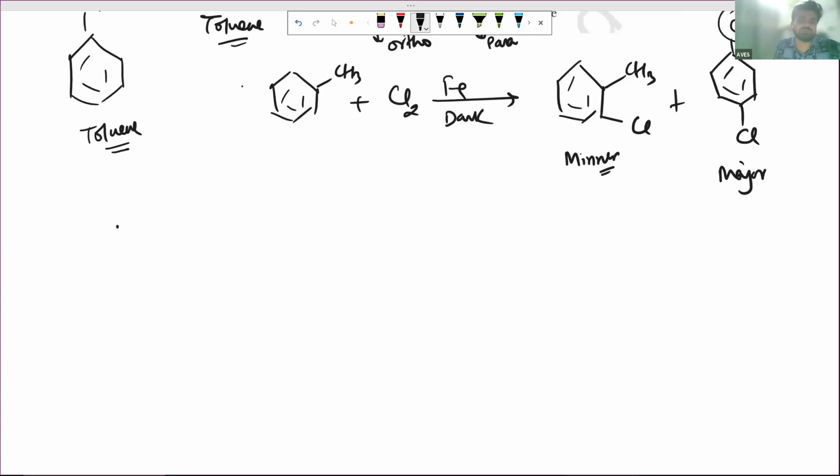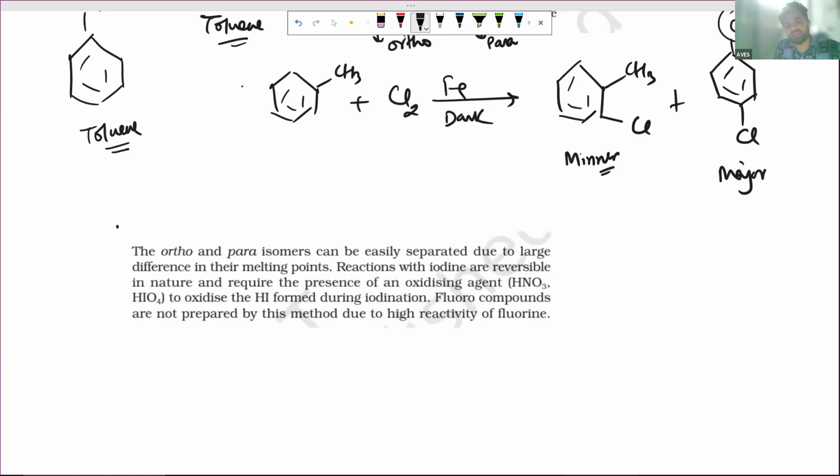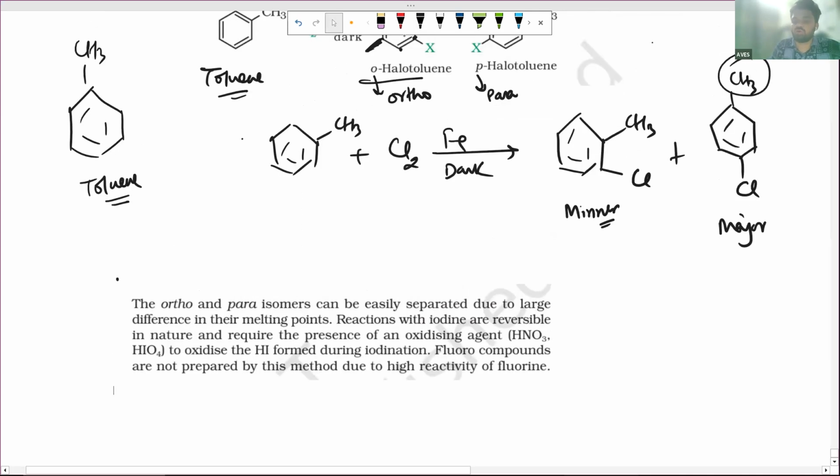Here you have to note down that ortho and para isomers can easily be separated. This is the ortho position, and this one is the meta position. They can be easily separated because of a large difference in their melting and boiling points. This one is symmetrical, and as a result of the difference in their melting and boiling points, they can be easily separated.